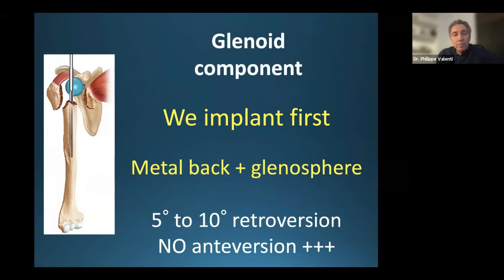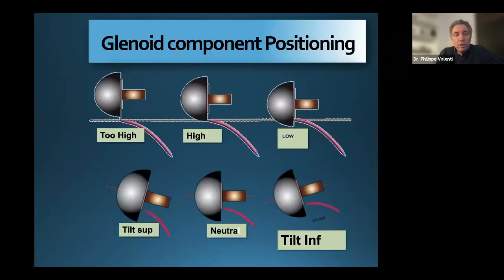Regarding the glenoid component, we implant first the glenoid component, the base plate and the glenosphere. It's important to know that in the reverse arthroplasty, anteversion is very bad because you have the conjoint tendon, and you have a risk of anterior instability. So you have to put the base plate in 5 to 10 degrees of retroversion. More important is not too high, because if you put it too high, there is a glenoid notch.